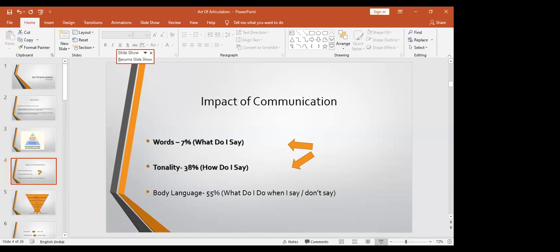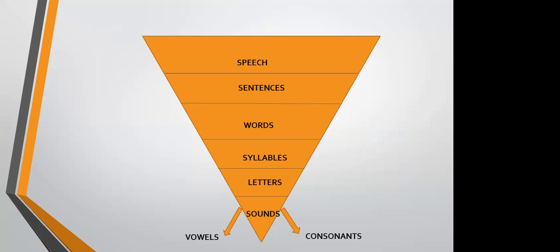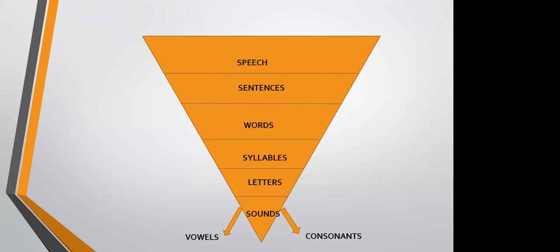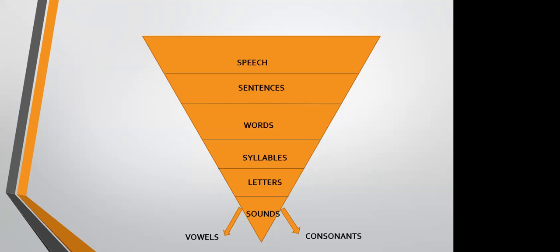Yes. Ma'am, I'll just take you back a little to where you had shown the inverted pyramid regarding a speech being made of sentences, words, syllables, letters, and sound. Ma'am, can you tell me the difference between syllable and letter? Hello? If you have time, can you just tell me the difference between syllable and letter? Yes, that is there as part of today's curriculum. Okay, ma'am. Yeah, all right, thank you.